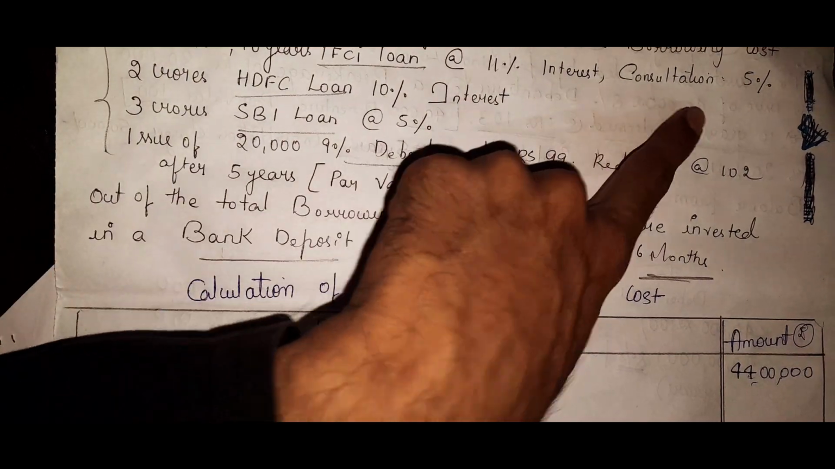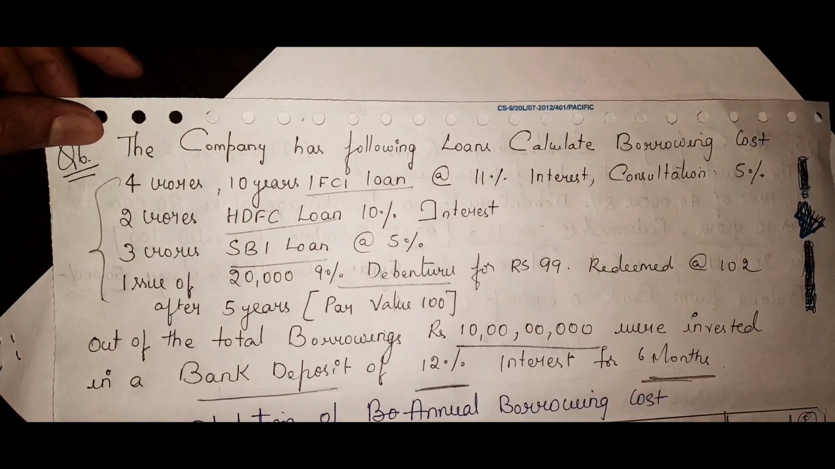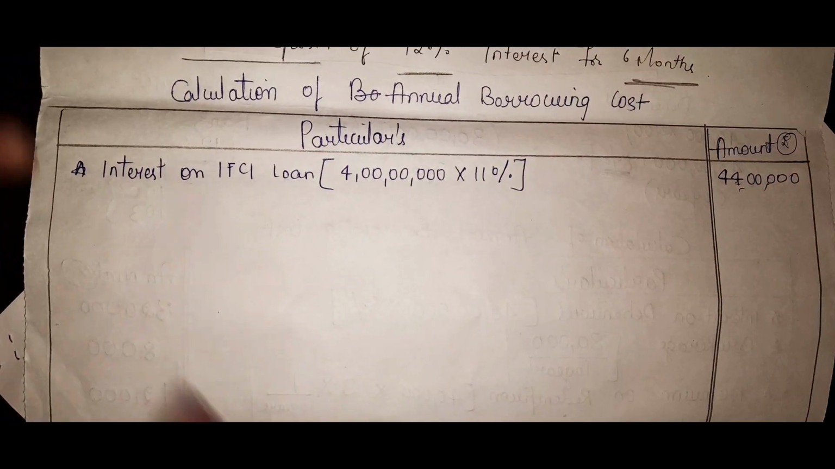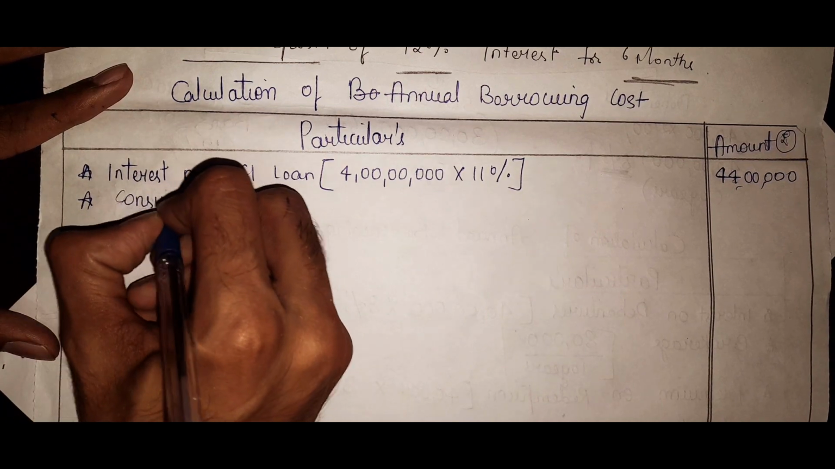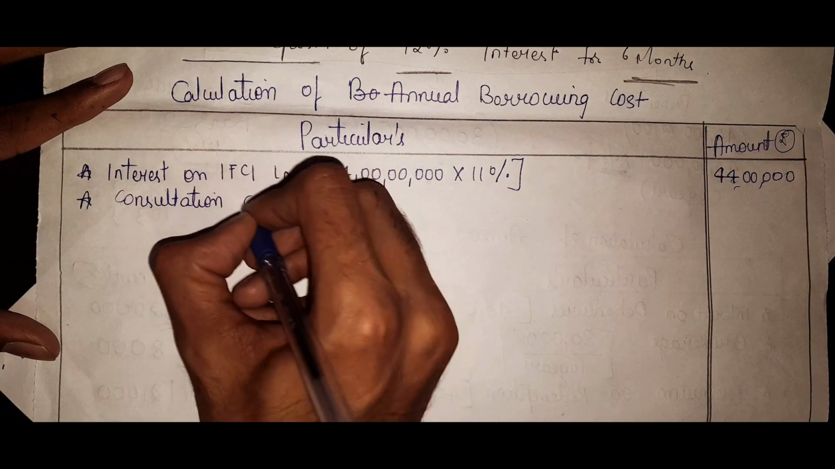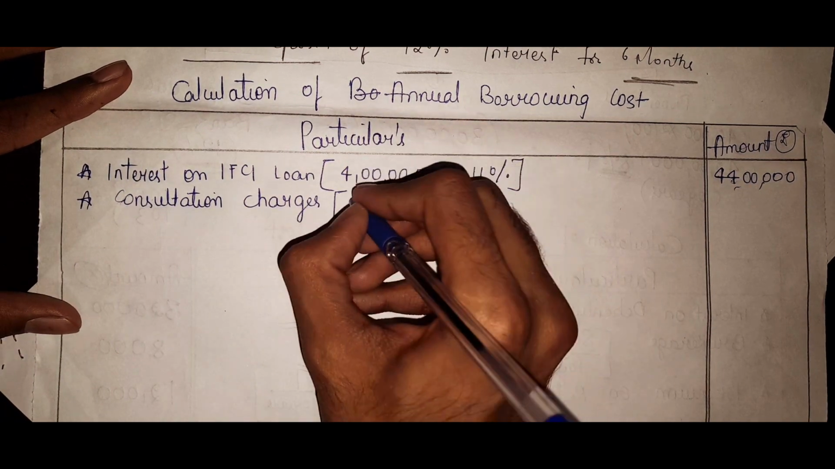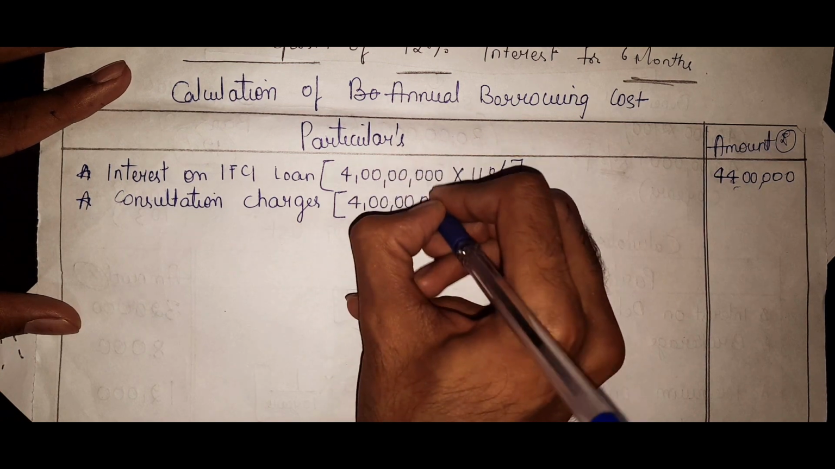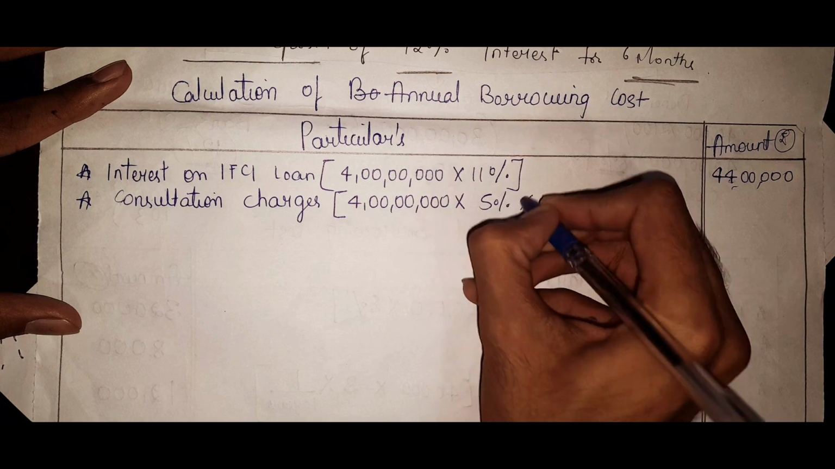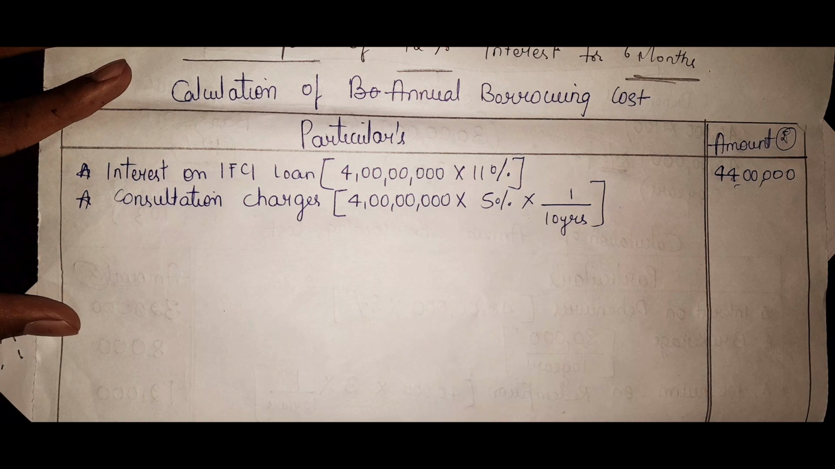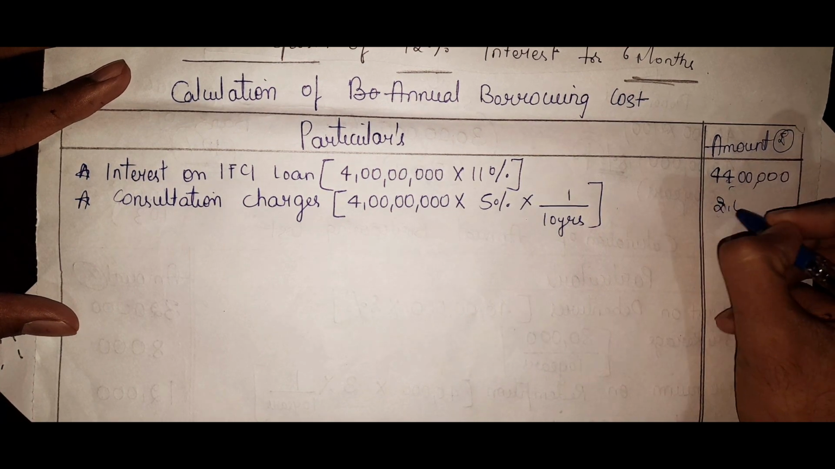Then again on that, consultation charges are there, 5%, and it is for 10 years. So consultation charges: 4 crores into 5%, and it is for 10 years, but we want it for only 1 year. So 4 crores into 5% into 1 divided by 10, it will be 2 lakh rupees.